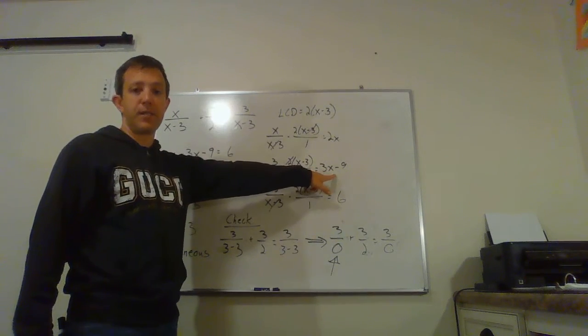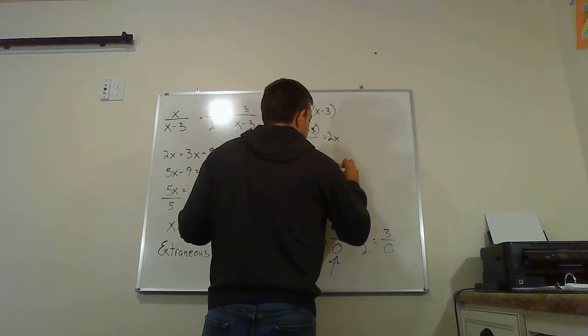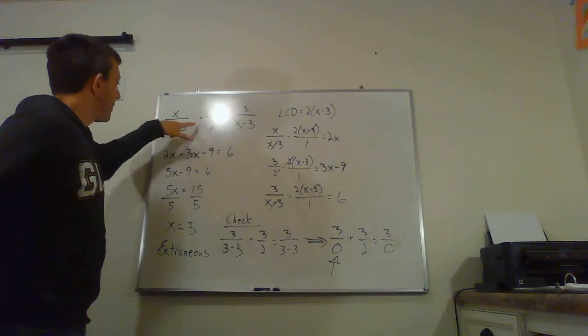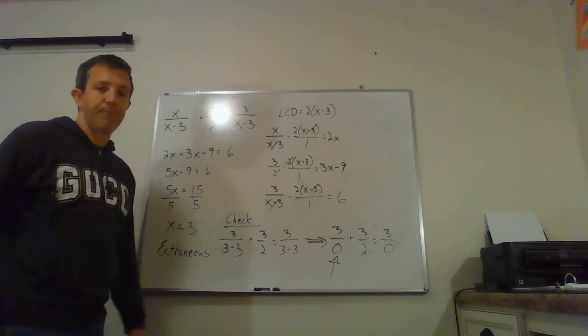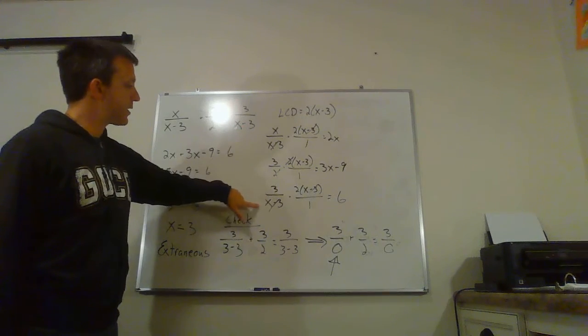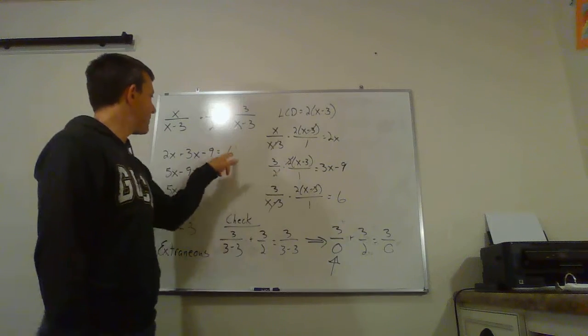I went ahead and expanded the parentheses. So we get 3x minus 9. Although I didn't write that 9 very well. There we go. And I brought that back. It was plus, so plus 3x minus 9 equals. Did the same thing with the last fraction. 3 over x minus 3. Again, it's going to cancel that x minus 3, and 3 times 2 gives me 6.